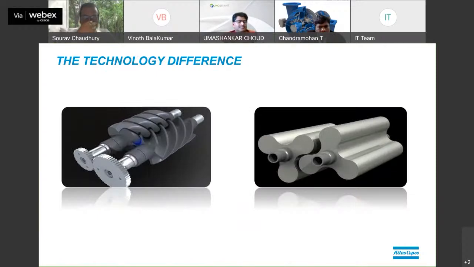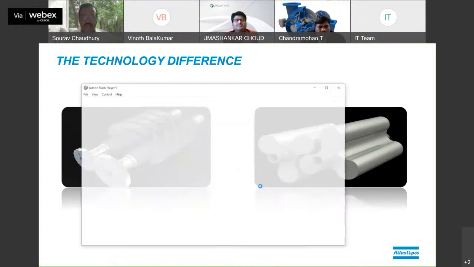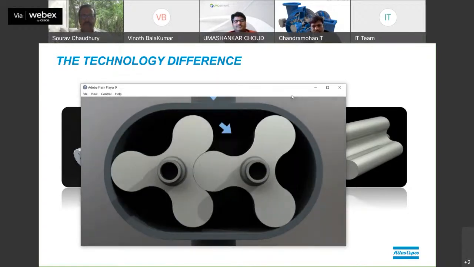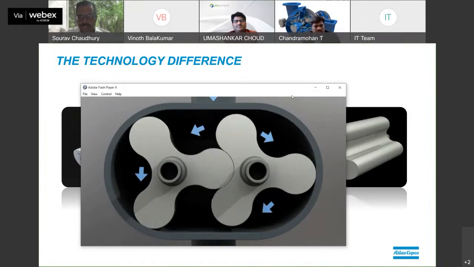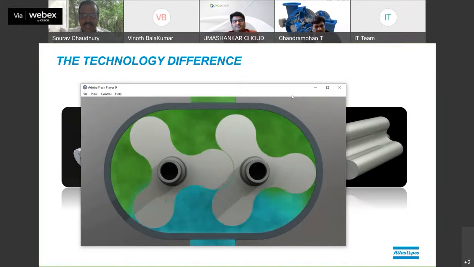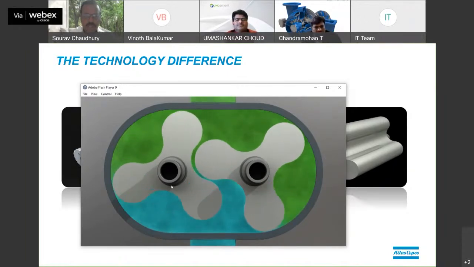Now, if we have a close look here, let me explain the technology with a bit of animation. I hope you can see the screen. This is how a lobe or a tri-lobe machine operates. This is the principle of it. Basically, it's a displacement device. It's basically displacing the air from the inlet port to the outlet port.